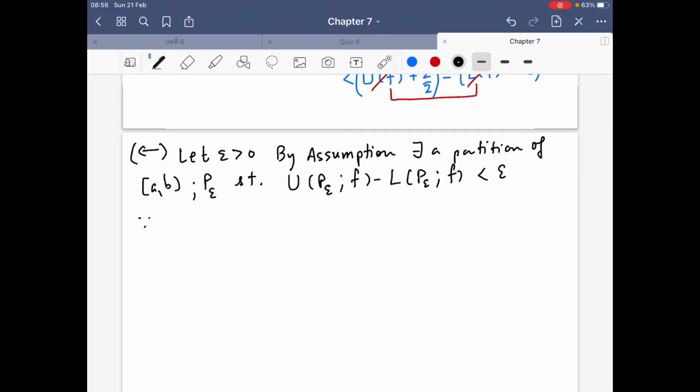And from the definition, the lower sum of one partition will be less than or equal to the supremum over all partitions. So this is the definition of your lower integral.